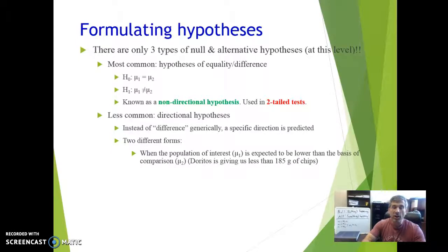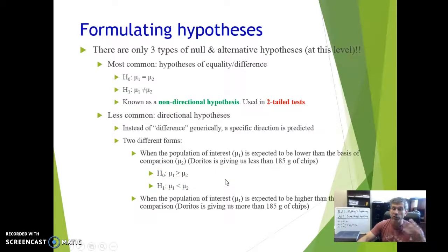Maybe the researcher expects that mu1 is less than mu2. In our Doritos example, that means they're giving us less than 185 grams of chips. The actual population mean is less than what they claim it is. In this case, the alternative hypothesis is the prediction that's being made. Mu1 is less than mu2. Now the null hypothesis accounts for the other two. Mu1 could be equal to mu2, or mu1 could be greater than mu2. Both of those get folded up into that null hypothesis. The alternative is just the specific direction that the researcher predicted those means would differ in.